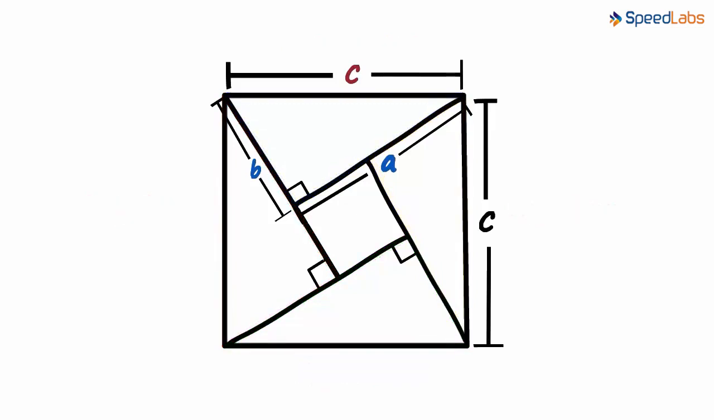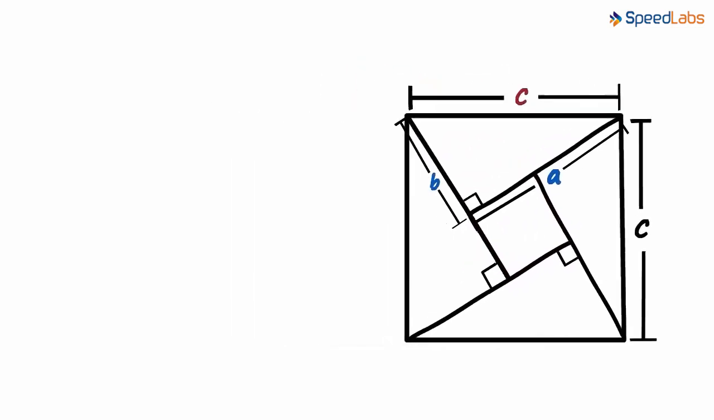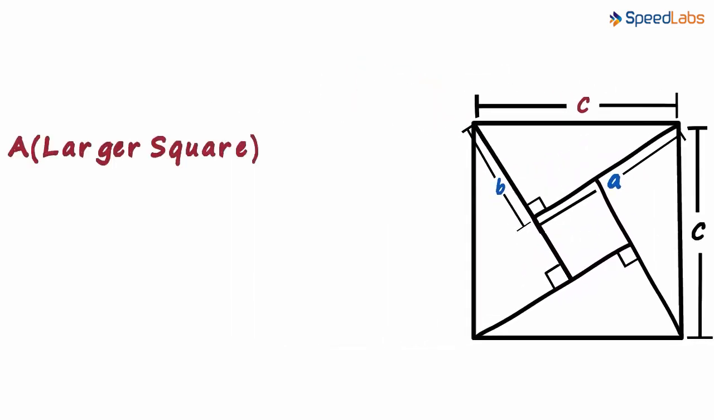What we should be interested in finding is the area of the larger square. If you look at the figure carefully, you will notice that what we have in the middle is another square with lengths of sides a minus b. This length is a and this one is b, which is why this will be a minus b. In a similar way, each of the other sides of this quadrilateral will also be equal to a minus b. But what we are interested in finding is the area of the larger square.